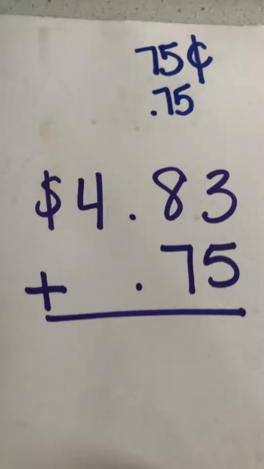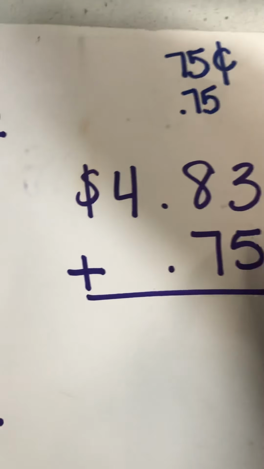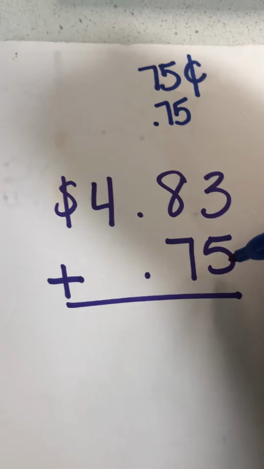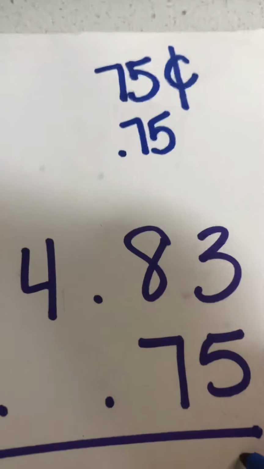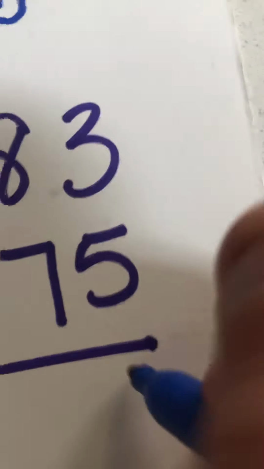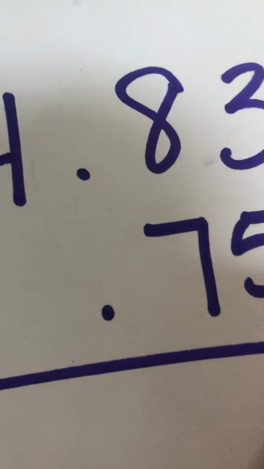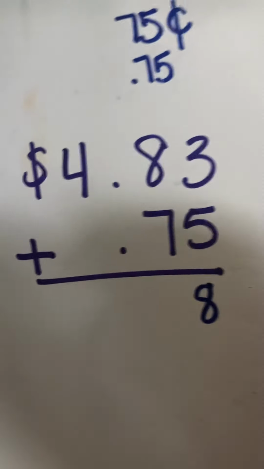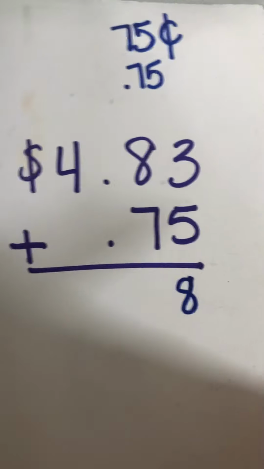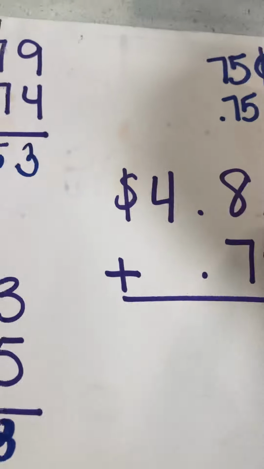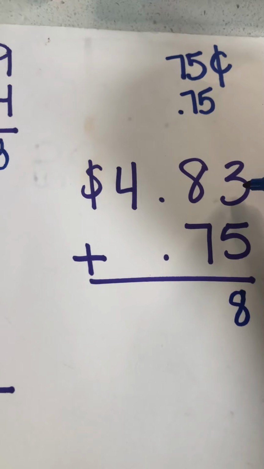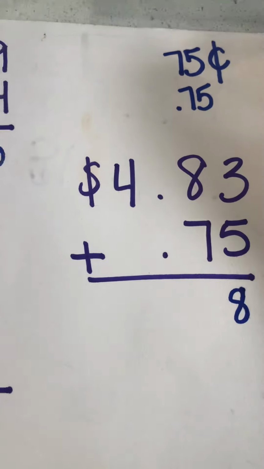All right, let's take a look, shall we? So we have 3 plus 5. That is going to give us 8. You are correct. Sorry. Trying to hold my camera and do math at the same time. A little tricky. All right. After we do our ones place, 3 plus 5 will give us 8.